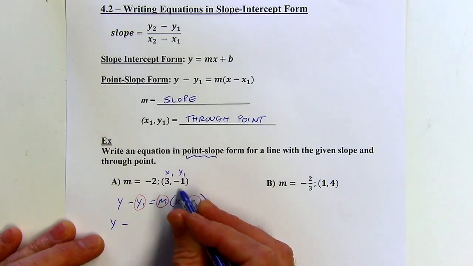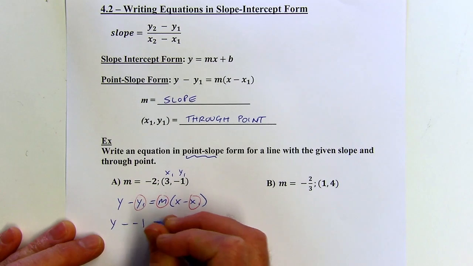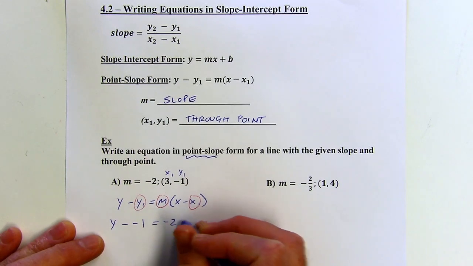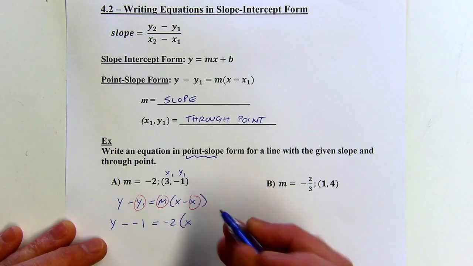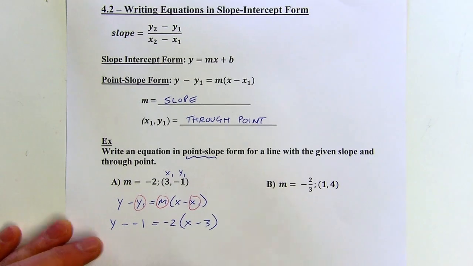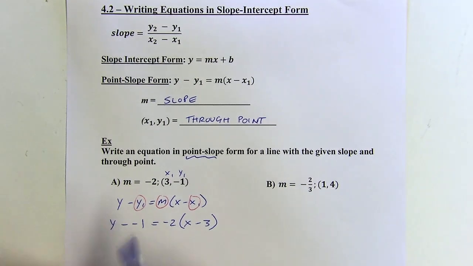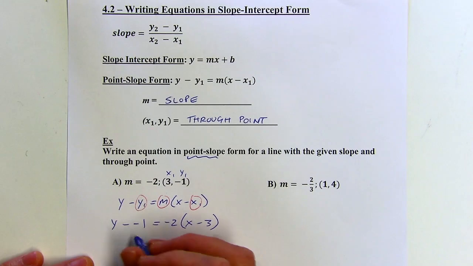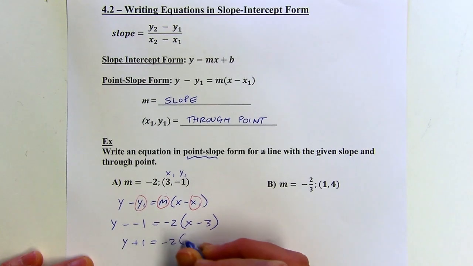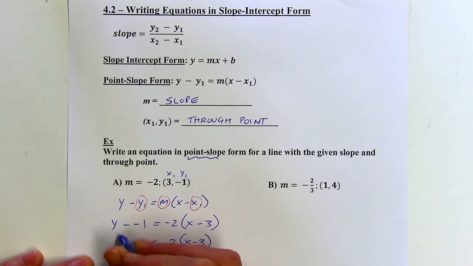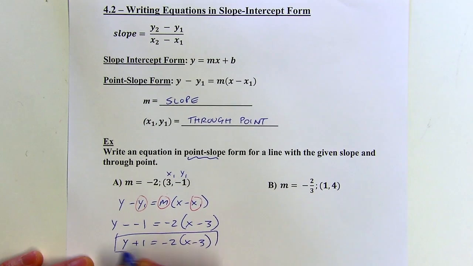So I'm going to do y minus -1, and my slope is -2. That goes outside the parentheses, and x minus my x sub 1, that is 3. Okay, and now I wouldn't want to leave a double negative in my answer, so y minus -1 is y plus 1. And there is my equation in point-slope form.